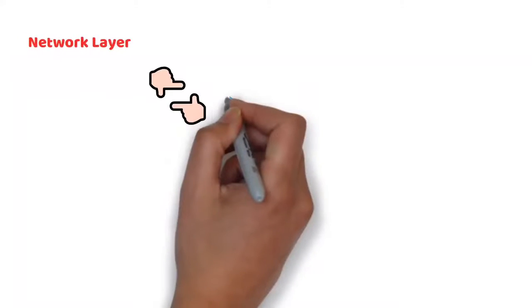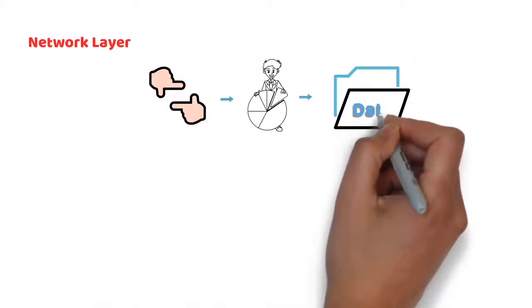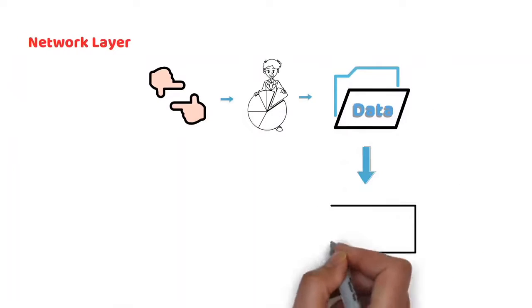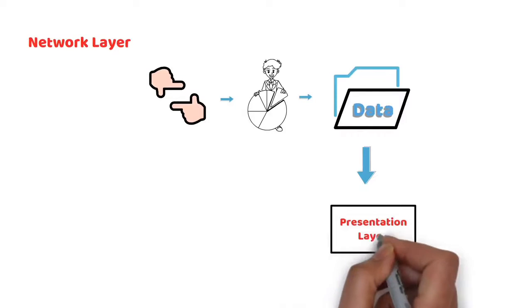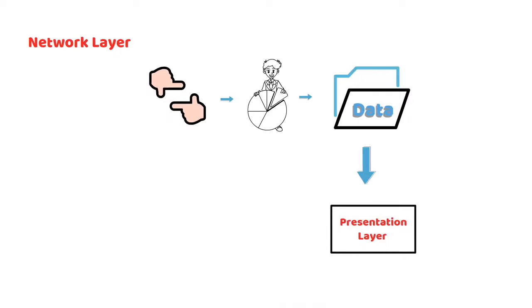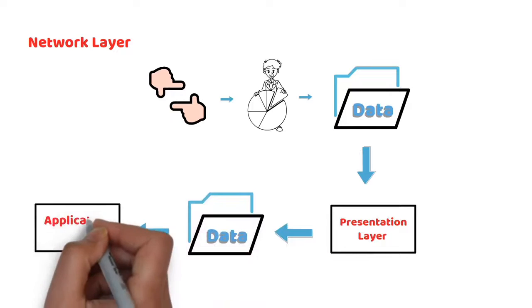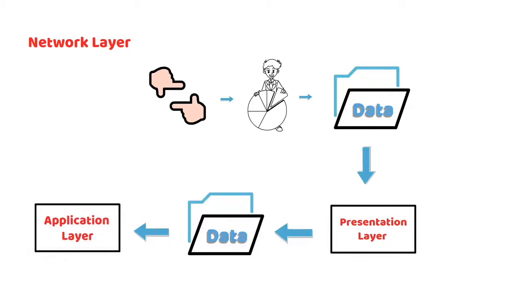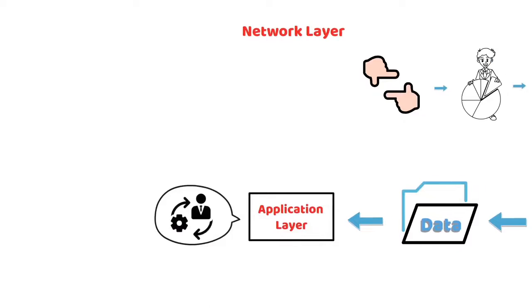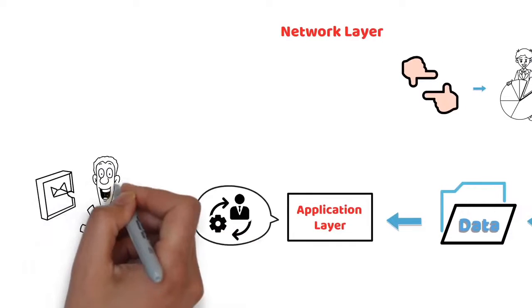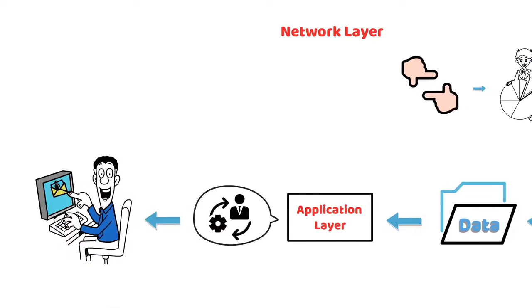The network layer will assemble the segments into data. The data is then passed on to the presentation layer, which ends the communication session. The presentation layer will then pass the data to the application layer. The application layer feeds the human-readable data to the email software that will allow your friend to read your email.